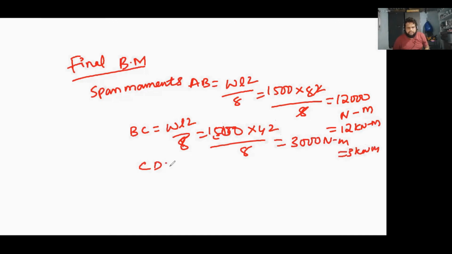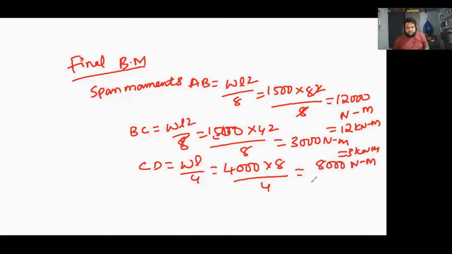Similarly, if you go to CD span, our formula is WL by 4. So W there is 4,000 times length is 8 meters divided by 4. So this will become 2 times 8,000 Newton meter. So I will be writing it as 8 kilonewton meter. Okay. So these are the span moments.